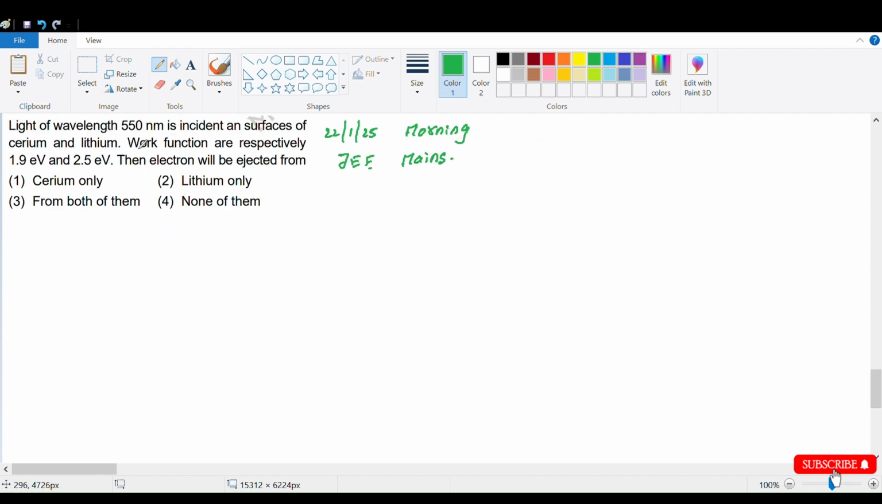Light of wavelength 550 nanometer. Okay, wavelength is given, incident on the surface of cesium and lithium, work functions are given. Will the electron be ejected? See, if the energy is greater than the work function, then the electron will be ejected. Basically, energy should be greater than the work function.